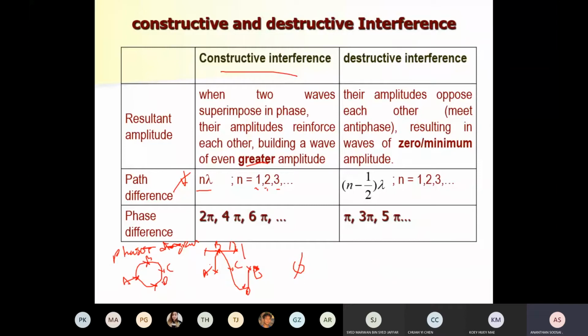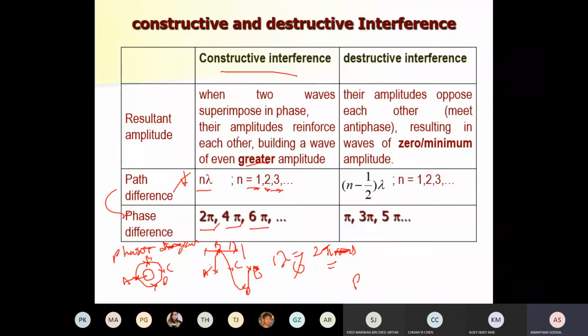So for one wavelength, what is the phase difference? The phase difference is one round. So for one wavelength, the phase difference is 2 pi radian. So path difference can be linked to phase difference: 1 lambda, 2 pi radian; 2 lambda, 4 pi radian; 3 lambda, 6 pi radian. Path difference is linked to phase difference.